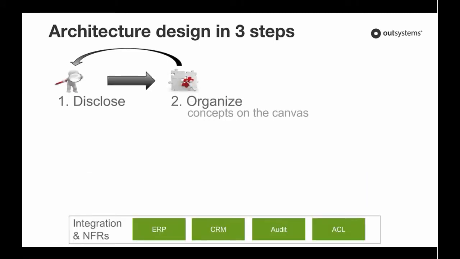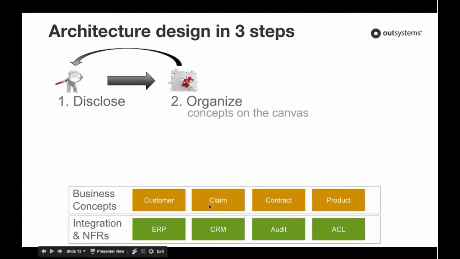For instance, at the lower level, I get all the integration needs and non-functional requirements. I need to integrate with this ERP, with that CRM. I need to audit everything. I need to build some access list control for my application. So these are the non-functional or integration needs. And then you also start hearing about concepts. Okay, I have the concept of a customer, of a claim, of a contract, of a product, and those I just place at the core business layer.